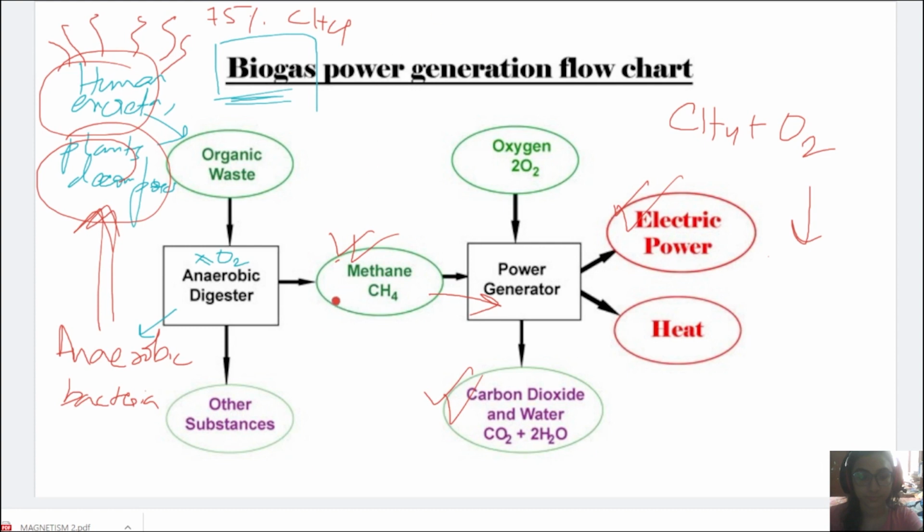So that is why this is important, because here, even though carbon dioxide is getting released, the huge amount of coal and petroleum that was earlier being used to generate power is not being used. It is instead being replaced by methane.